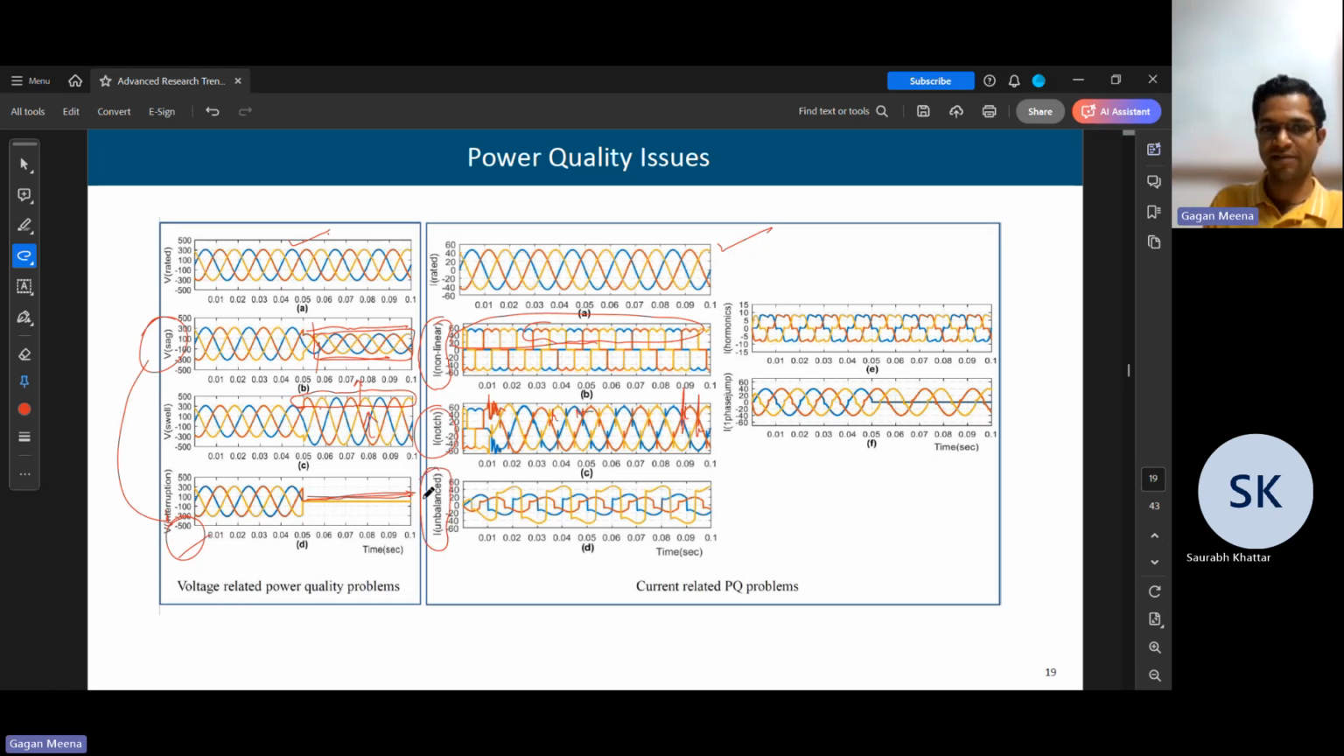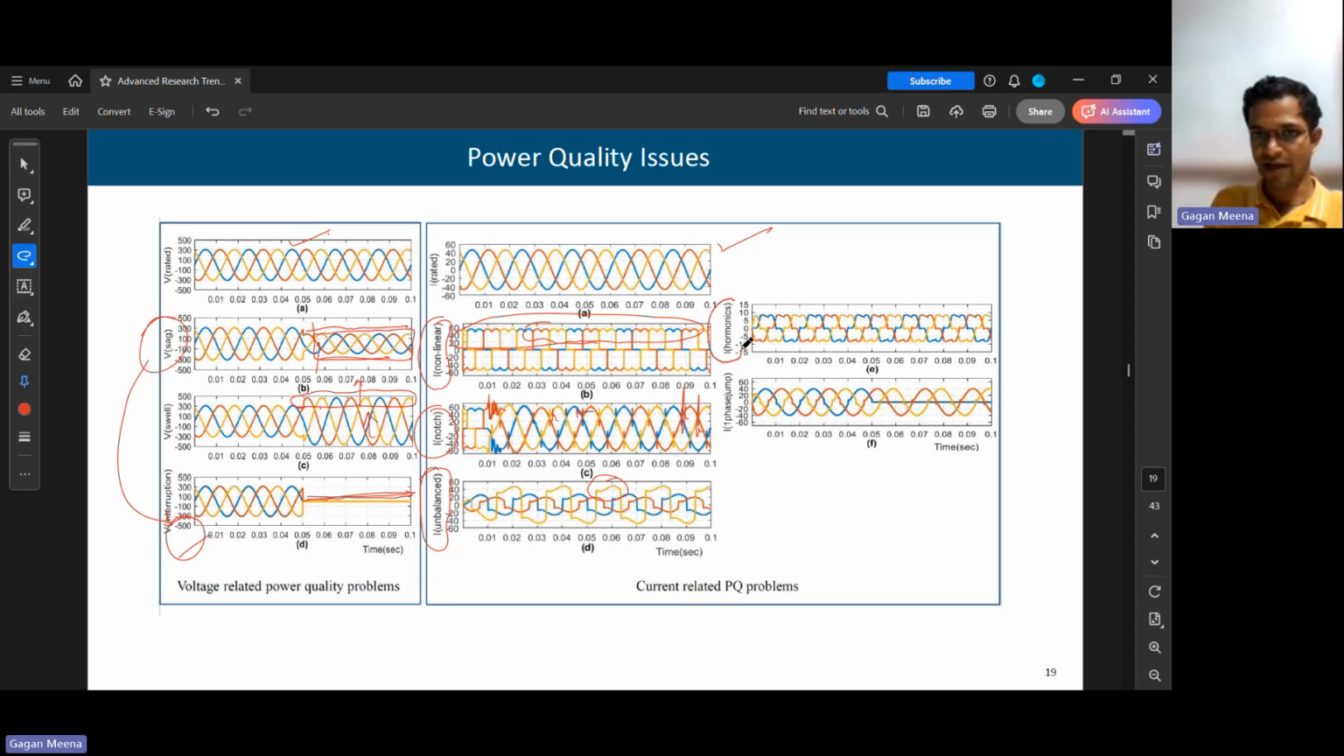Then the third one is the unbalance in the current. You can see the unbalance in different phases. This phase current is very high compared to the other two. So there is an unbalance in the current because of unbalanced loading. The three phases might be having different loads, and because of that, there is imbalance in the current.